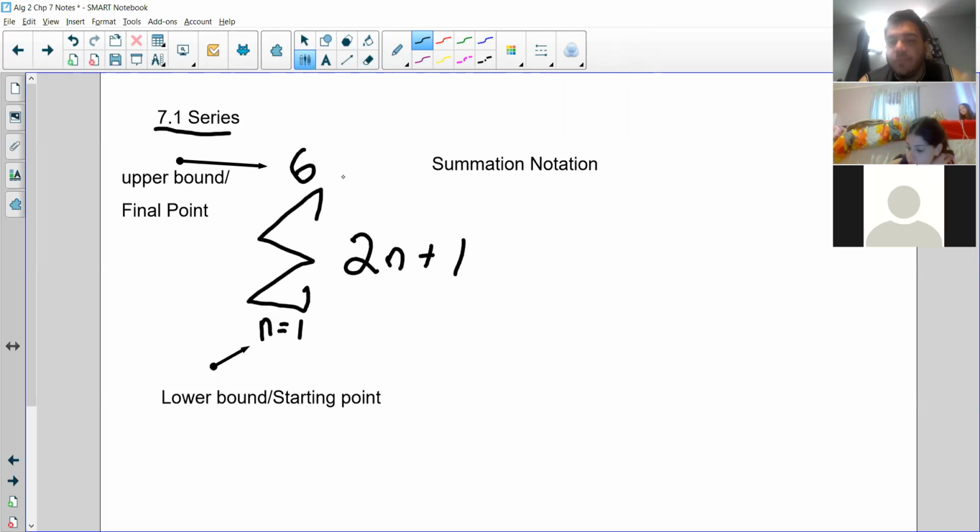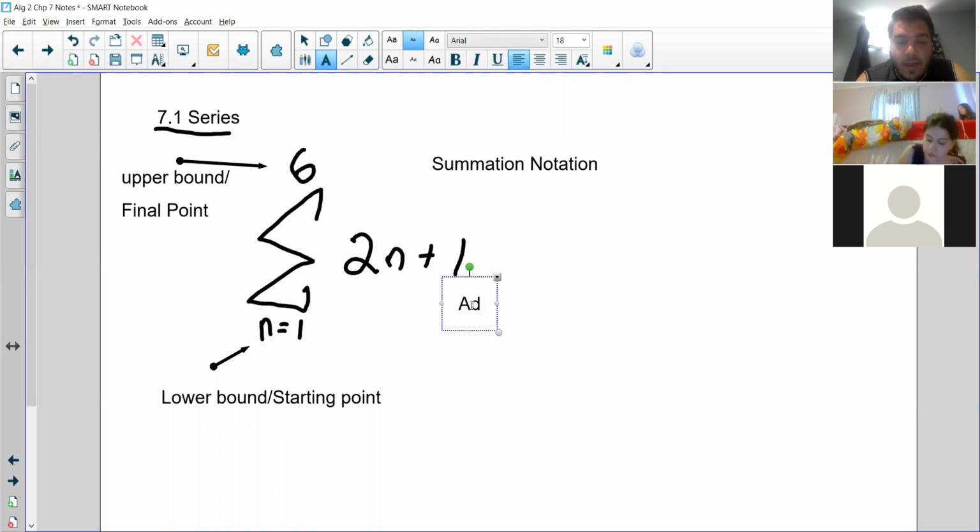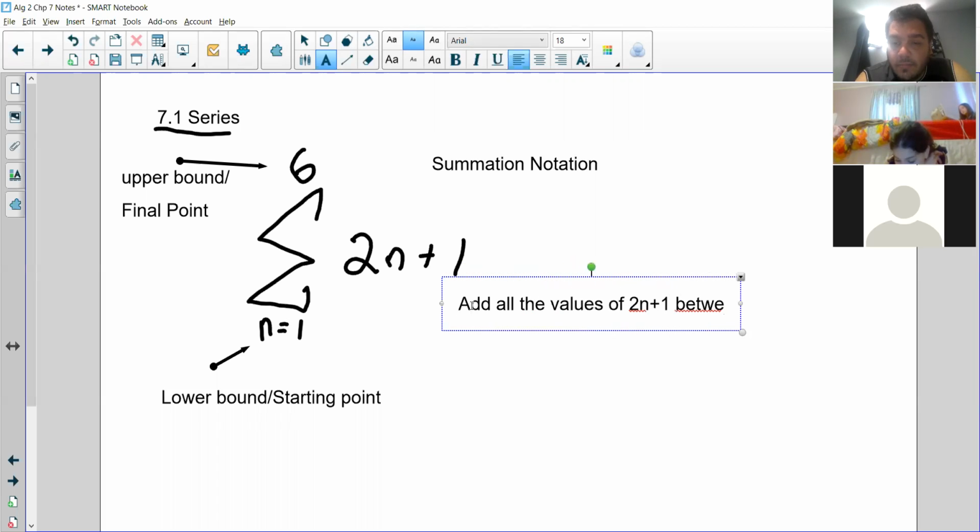So the question is, what does this weird symbol even say? What this weird thing is saying, add all the values of 2n plus 1 between steps, I should say, steps 1 to 6.